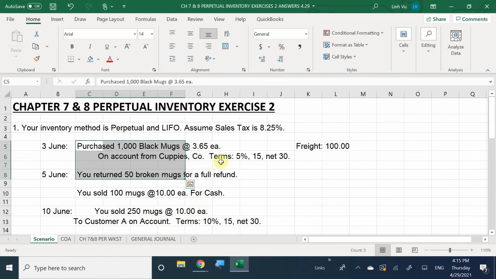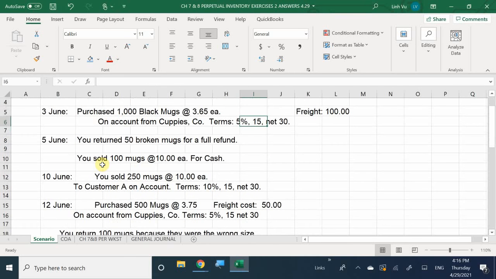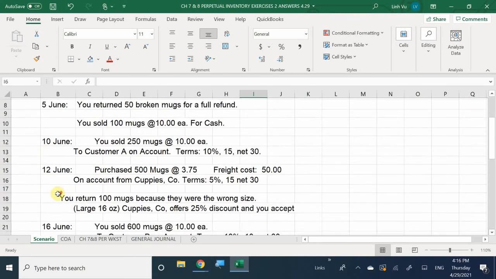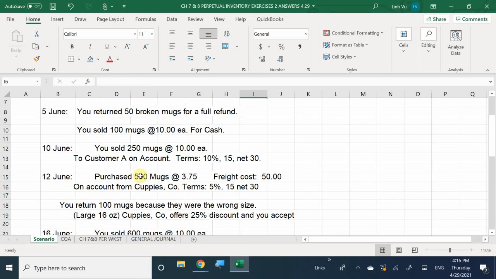And once again, did we meet the discount period if I'm going to pay at the end of the month? No, we don't get it because we didn't pay in time. So we lose this discount right here, right? Then let's see, the next time we made a purchase was on the 12th. Once again, we purchased 500 mugs, but 100 of those mugs end up being the wrong size. So in this case, we end up getting a discount off of those 100 mugs.